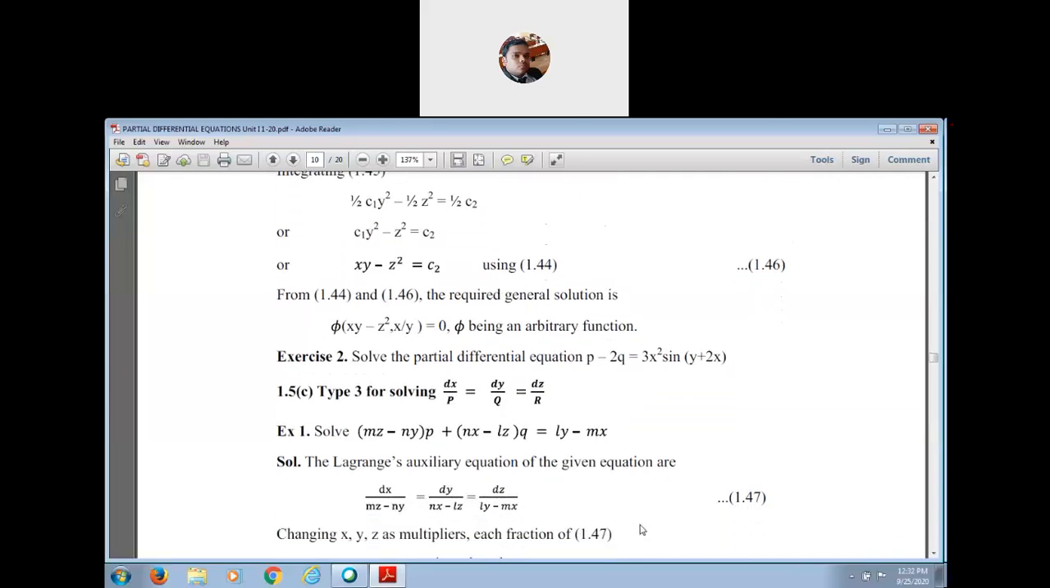Here see the third type. Solve the partial differential equation of this type: thrice x square sine of y plus twice x. Try to solve this one. This is your homework. y minus twice p equals thrice x square into sine y plus x. Try to solve that one.